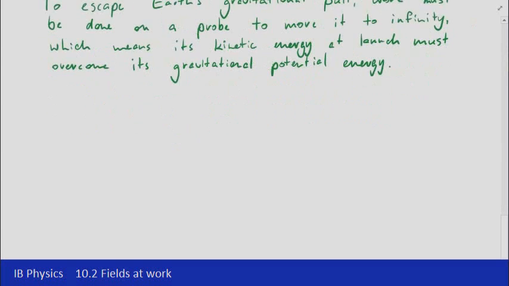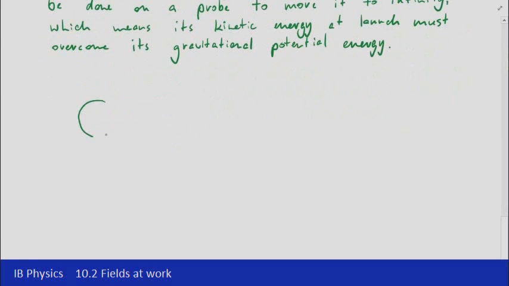So imagine that we have Earth positioned here, and we have some probe or something or other that's going to be launched out into space. We need to get it to escape Earth's gravitational pull, so that means that its gravitational potential energy needs to be 0 joules. Not talking about potential, we're talking about the energy.